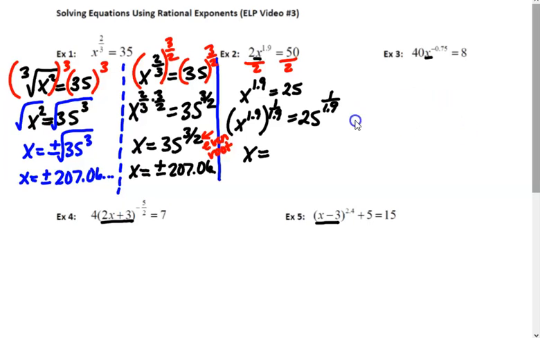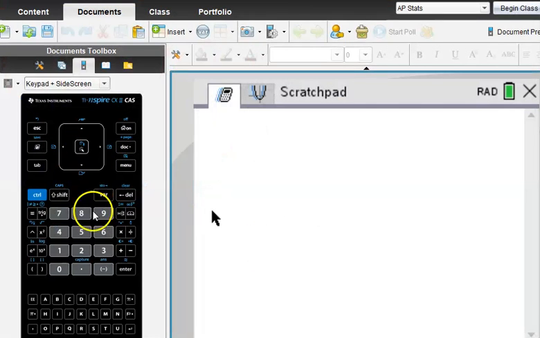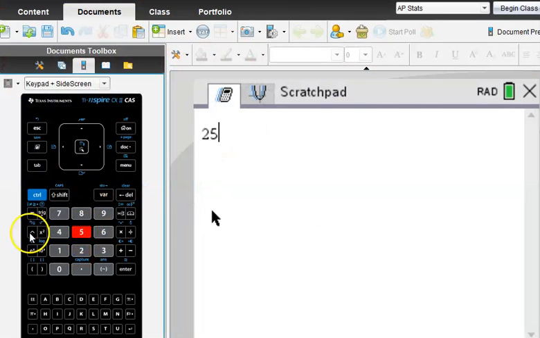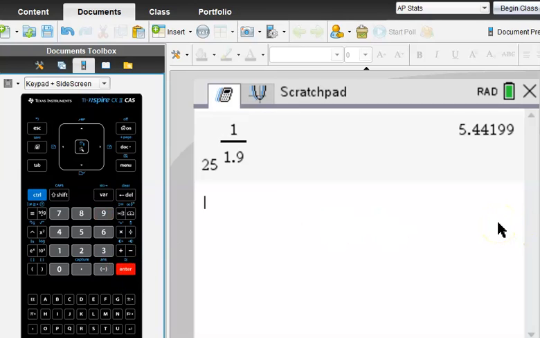Now, is this denominator an even root? No. Because even if this were 10/19ths, the 19th is not an even root, so I don't have to do plus or minus. If I do 25 to the 1 over 1.9 power, and just to show you how to do that on the calculator, it's just 25, use the caret symbol, and then do 1 divided by 1.9. Just make sure that all stays in the exponent. And there's my answer, 5.44. And usually I round it to 3 decimal places, so 5.442.